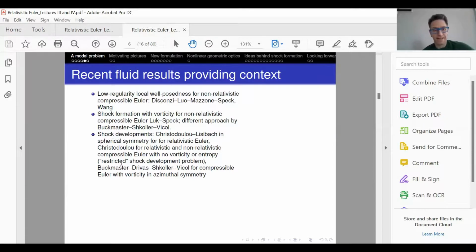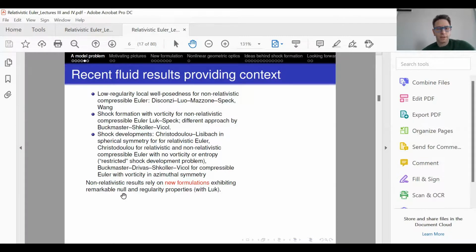But in any case, the fact that he avoided symmetry assumptions definitely qualifies it as a breakthrough in my mind. And he coined this the restricted shock development problem. And last summer, Buckmaster, Drewes, Shkoller, Vicol, they did compressible Euler with vorticity in a symmetry class, where you can study it with transport techniques, transport equations. And they have the first short time shock development result with vorticity.